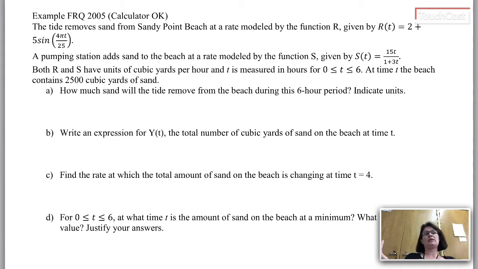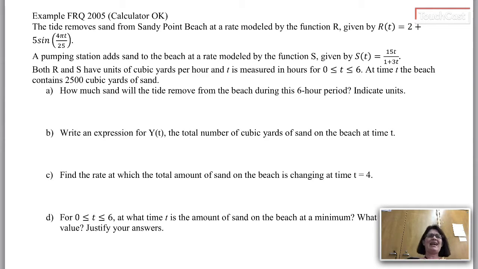So something to think about, which shows me that you're starting to process this problem, is overall, is the beach gaining sand or losing sand? Well, it would depend on which is working faster, the tide taking sand away or the pumping station pumping sand in. And that's one of the things we're going to explore in this problem.